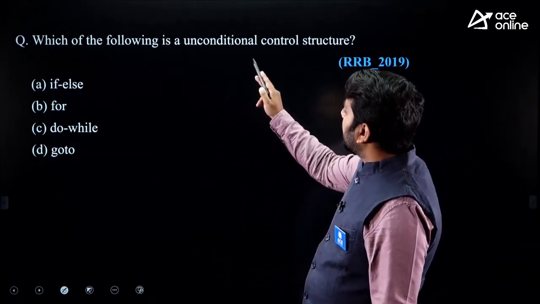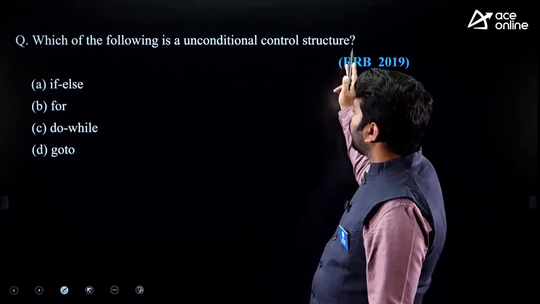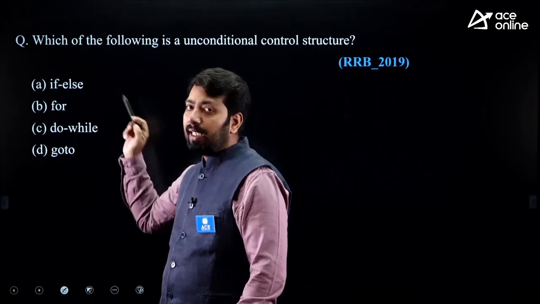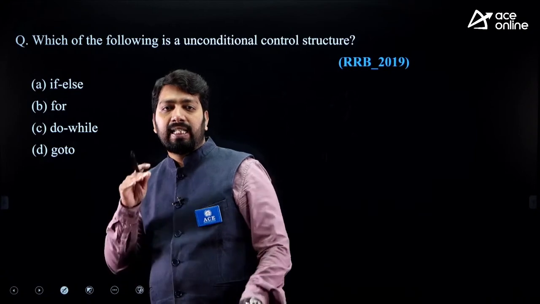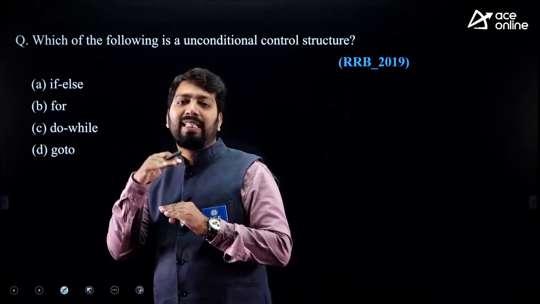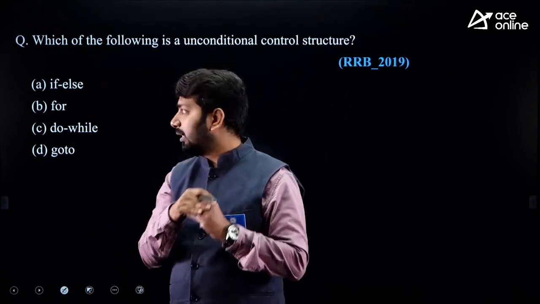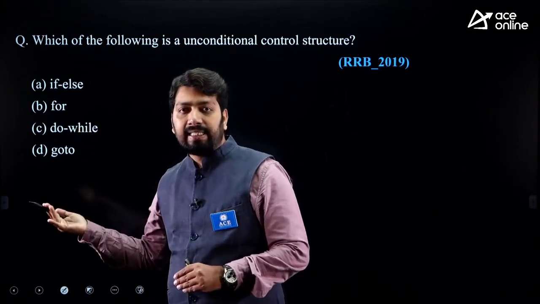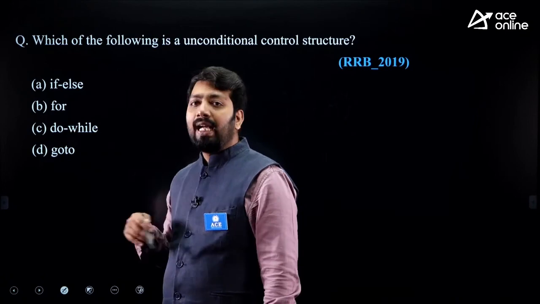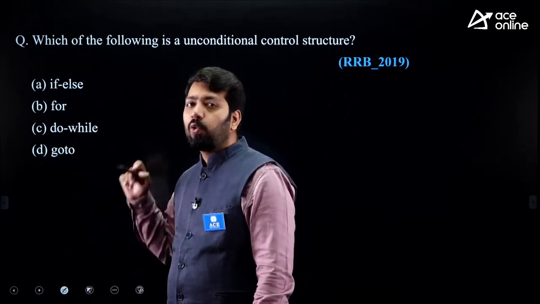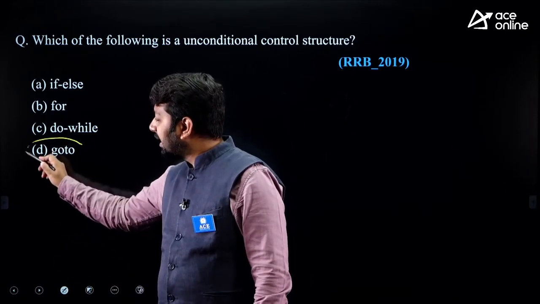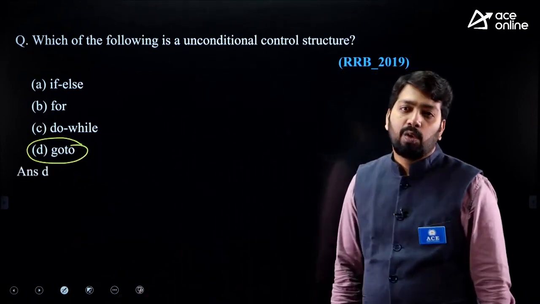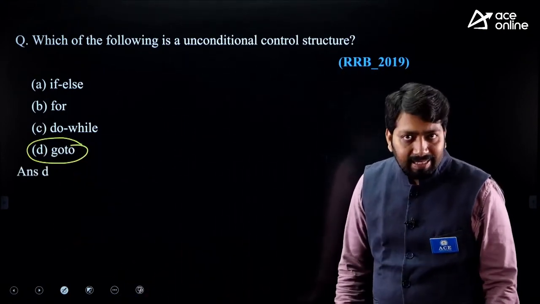Which of the following is an unconditional control structure? We are talking about not conditional, unconditional. If else, in the if we write the condition, and else is always related to if. That means if else is conditional statement. In for, we have just seen that we are writing condition. Do while, again we write the condition. Go to. In go to, we never write any condition. So answer is go to. Is it clear?